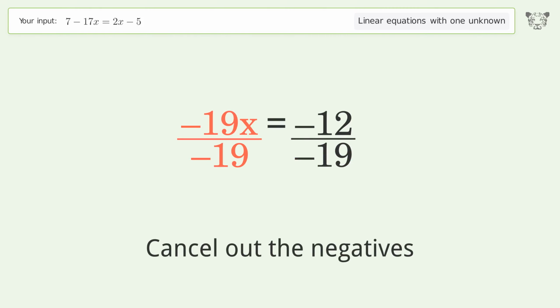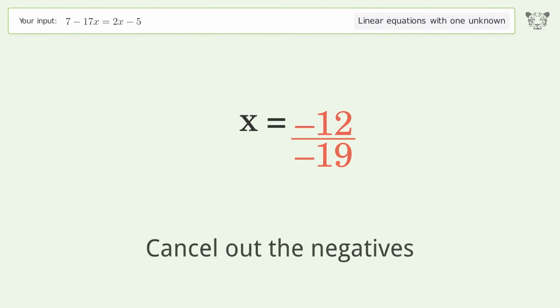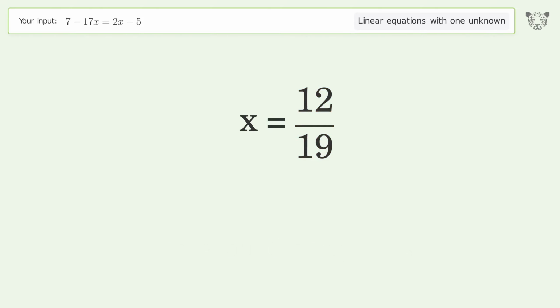Cancel out the negatives. Simplify the fraction. Cancel out the negatives. And so the final result is x equals 12/19.